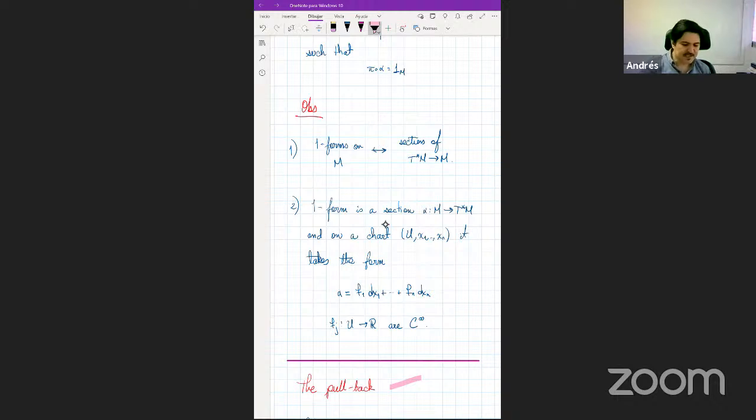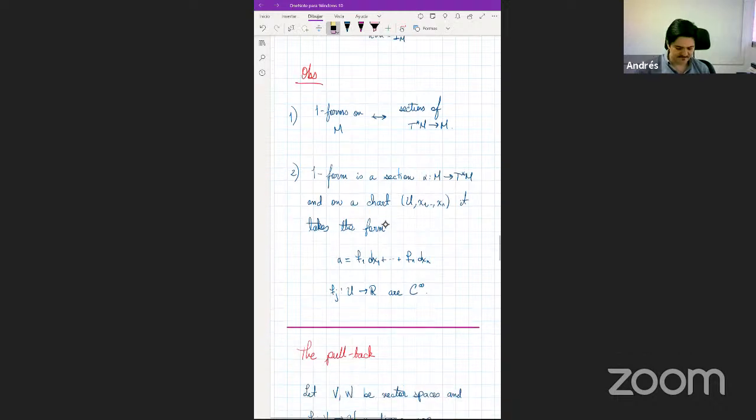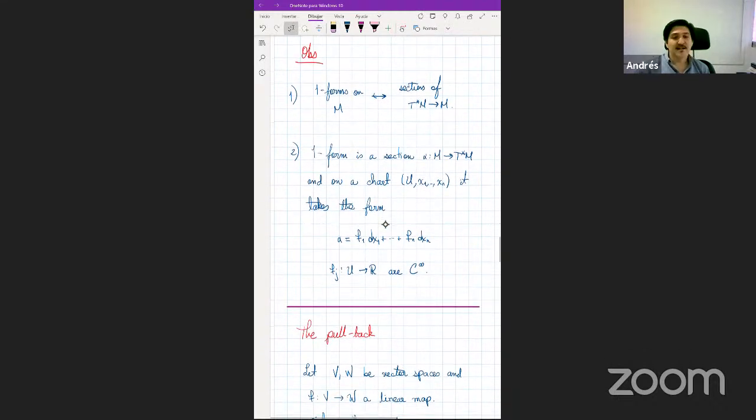So let's see the pullback first in linear algebra. So consider two vector spaces and a linear map between them. Then any linear map can be associated a dual linear map, but the direction will be flipped.